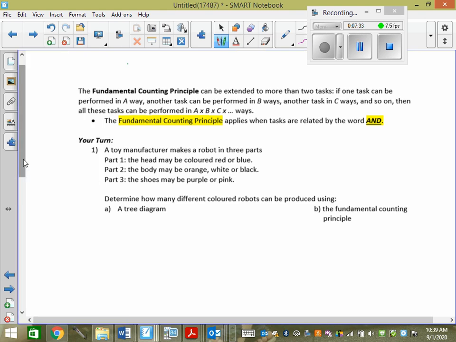The fundamental counting principle can be extended to more than 2 tasks. If one task can be performed in A ways, and another task can be performed in B ways, and another task can be performed in C ways, and so on, then you can take the number of each task and multiply them and get the total. The fundamental counting principle applies when tasks are related with the word and. So whenever you see the word and, or you can say the word and, like I need to have a model and a color and an addition to get a whole car, right? So if we say and, we're going to know to multiply.